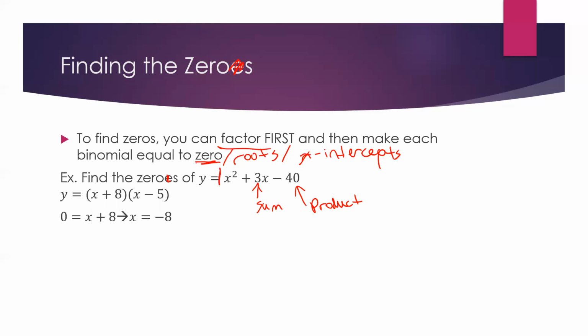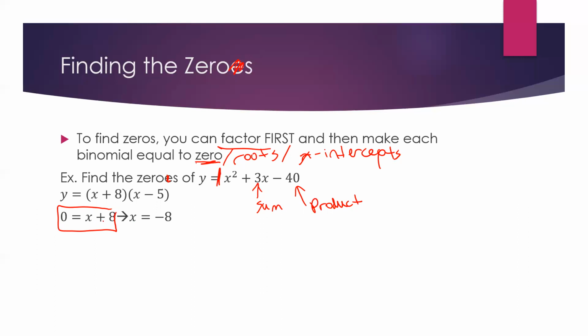If the leading coefficient wasn't 1, then I would have to decompose it, or I'd have to use the Aussie method or decomposition, whatever it might be, right? And then once I find the two factors there, once it's factored out, I simply make each binomial equal to 0, and then I solve.